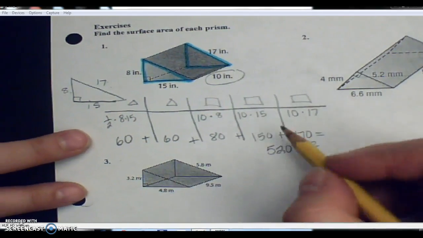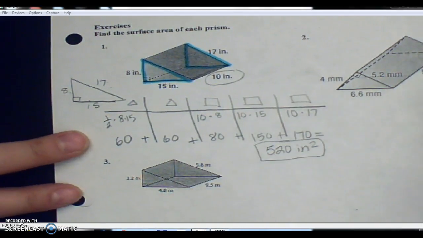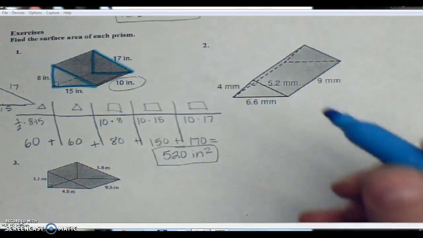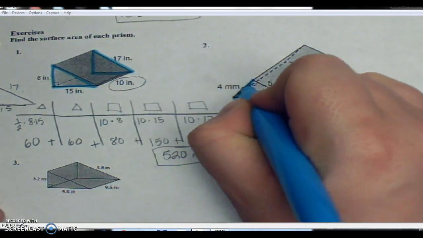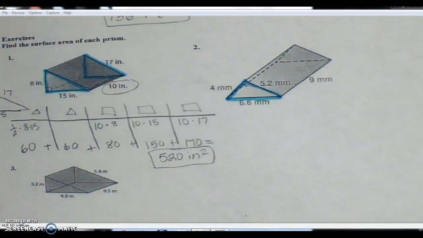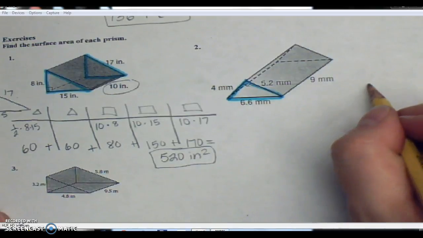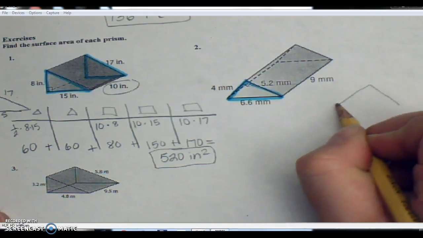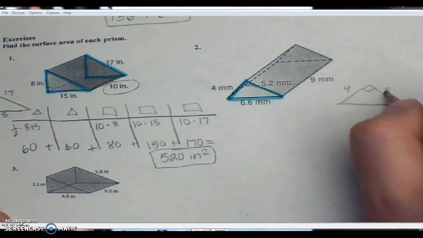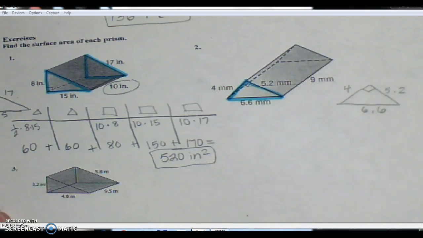Okay, let's go to the next one. The next one's a little bit tricky because it's kind of hard to see that right angle. So if I highlight right here, I can see, oh, there's my right angle at the top. I'm going to come out here and redraw it. So here's my right angle up there. It's 4, 5.2, and 6.6.